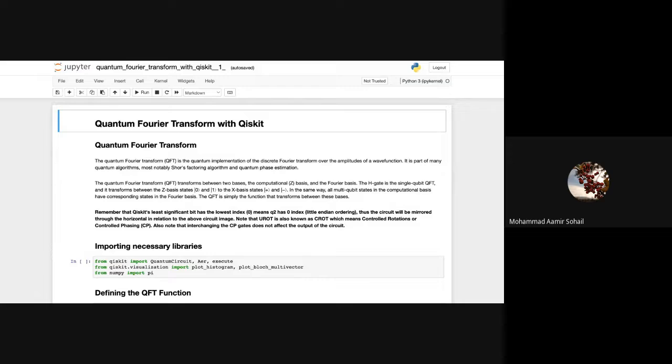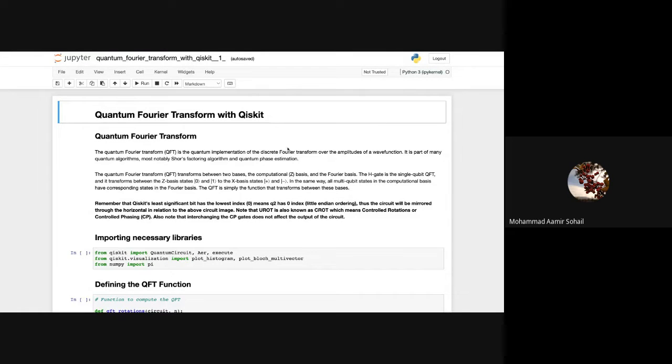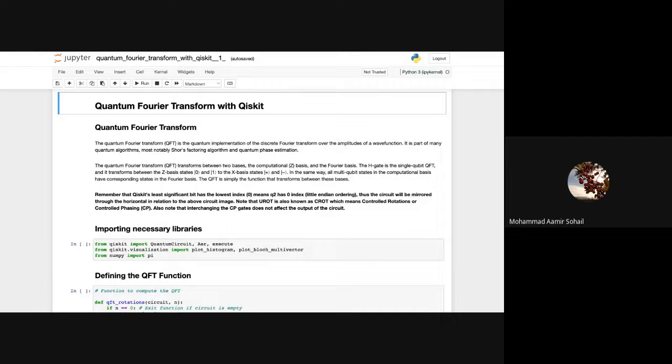So now we will go through this quantum Fourier transform implementation in Qiskit. I have a notebook here, this Qiskit notebook, so we can go through this part now. Just to quickly emphasize the notation for Qiskit: Qiskit's least significant bit has the lowest index 0. It doesn't start with 1, it starts from 0. So it's called little-endian ordering.